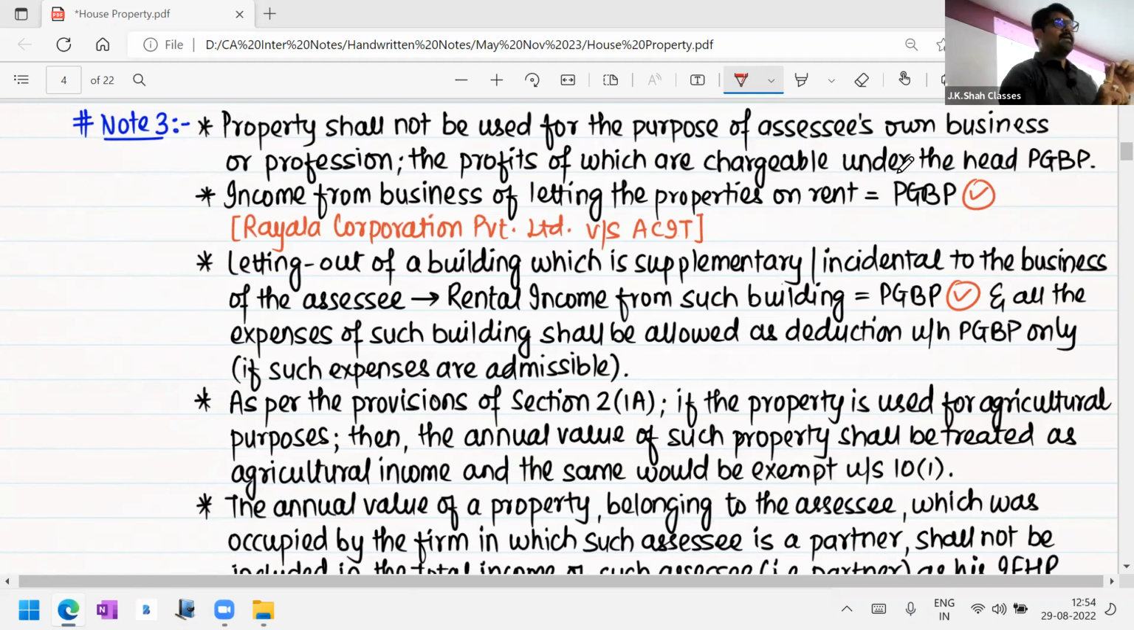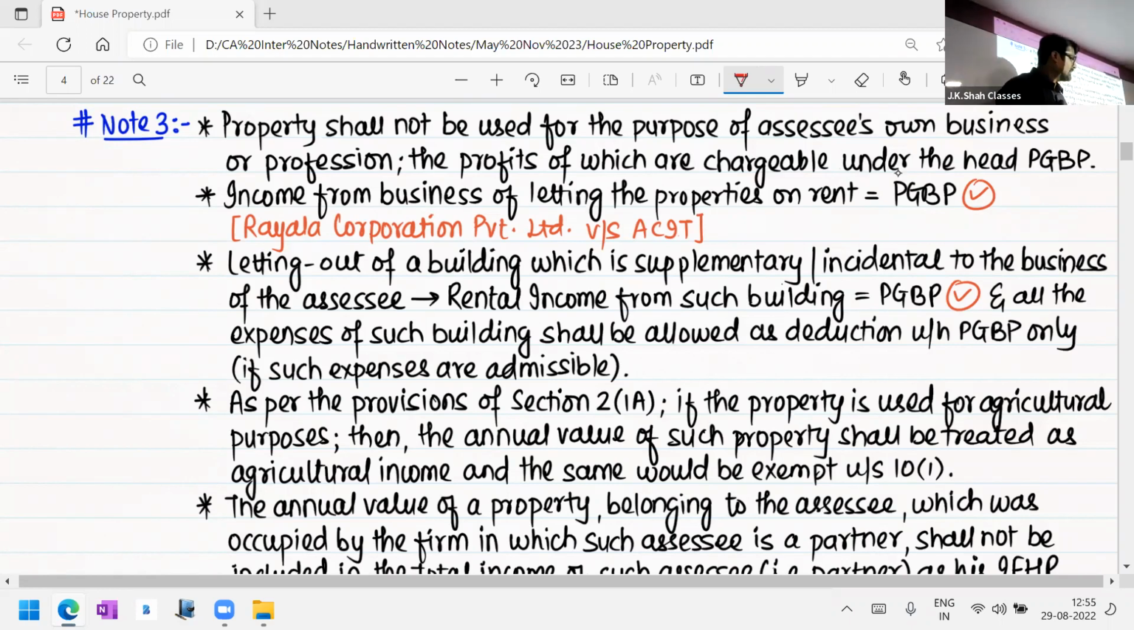So now, is there a house property? Tell me yes or no. Yes, sir. That house property of which the company is the owner, is it used by the company for its own business or profession? Yes. So this house property cannot come under the head house property for that company. No house property income will be computed in the hands of the company for these house properties which the company has given on rent to its employees.